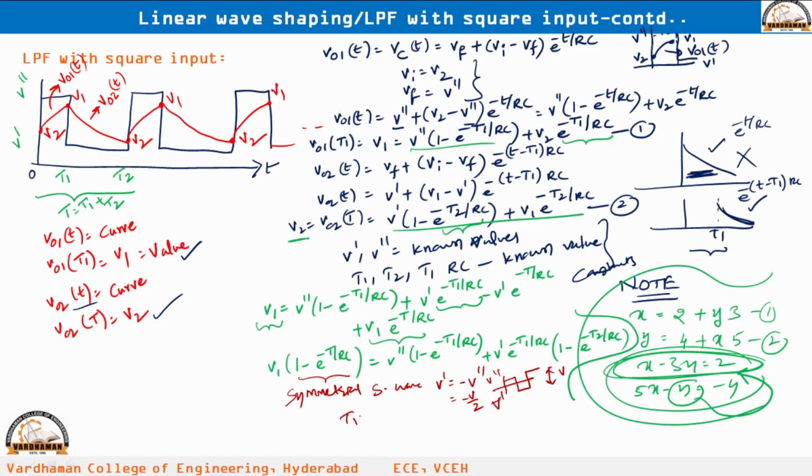Next, T1 is equal to T2 is equal to T by 2. On time is equal to off time, that is equal to half of the total period. If you substitute all these things, then this equation will be modified. That equation we need to get. For that I need to write this equation in the next slide.